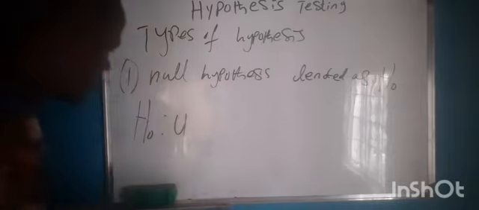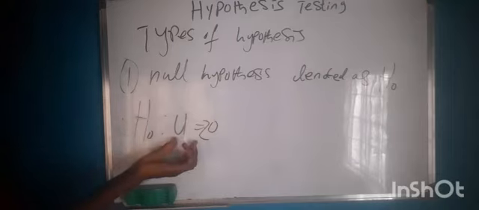This hypothesis normally states that there is no difference in the claim made by anybody. For instance, the company claims that mu, which is the mean life of the battery, is equal to 20. So this H naught states that there is no difference in the claim made.